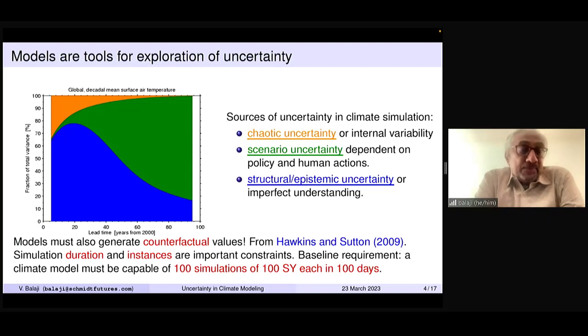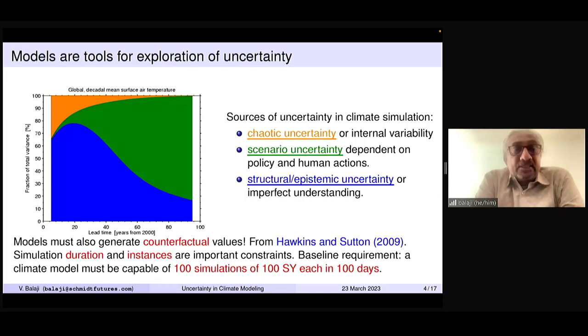A second point I want to make with this same figure is that what's shown here is a lead time of 100 years. We've talked often in this session about the trade-offs between resolution, complexity, and the size of an ensemble, the number of instances. I want to also emphasize that the simulation duration is also important. For many things we want to know, particularly what's happening to the carbon and what's happening to the heat stored in the ocean, if we go on a decarbonization trajectory, what is going to happen? How are ocean heat uptake and ocean carbon uptake going to react? All of these require fairly long simulations.